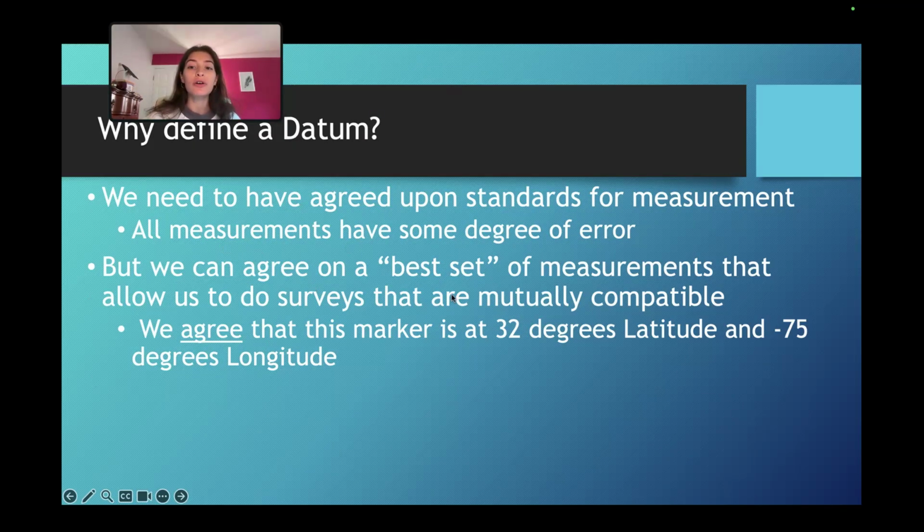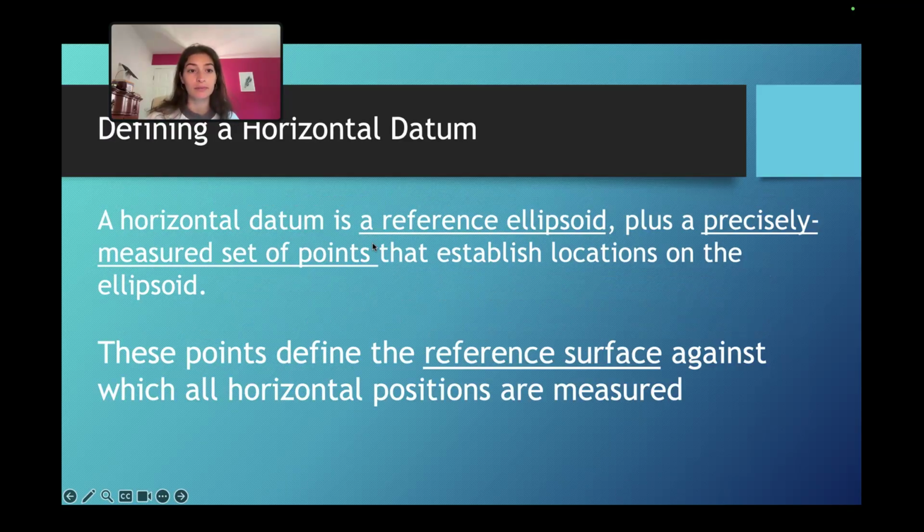So we can agree on a best set of measurements that allow us to do surveys that are mutually compatible between the two. We typically agree that this marker is at 32 degrees latitude and negative 75 degrees longitude for datums. One bullet point that I want to really pull out here: all measurements have some degree of error. No matter what you do, when you go from a 3D to a 2D, there's always some degree of error. Our goal is to minimize that when we are visualizing maps.